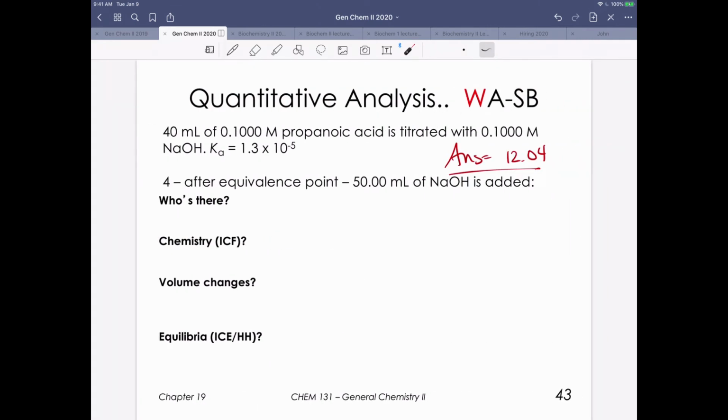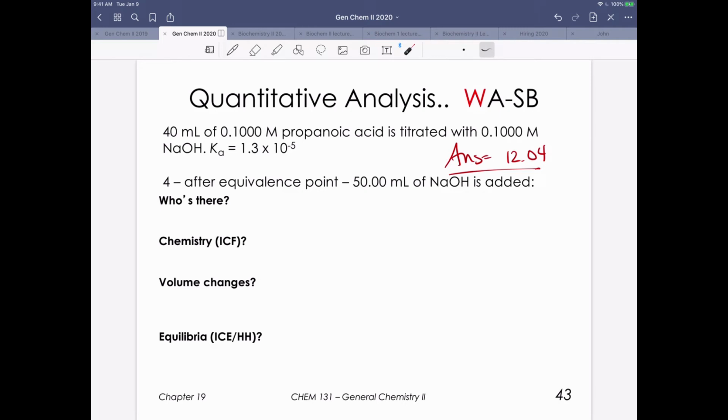All right, last calculation for today's class, dealing with what's the pH after the equivalence point. So again, always go through your thought process of what's there, what chemistry is happening, what changes are there in volume, do I need to think about any equilibria? The answer for this is going to be 12.04. So go ahead, see if you can run through these calculations and get an answer of 12.04.